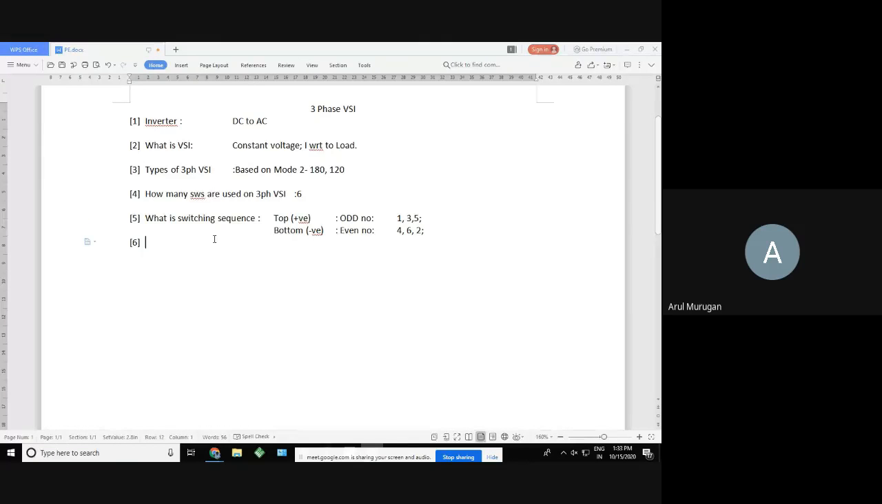So why do they represent it like this? Top 1, 3, 5 and bottom 4, 6, 2. The main purpose is that after T1, T2 is conducted, and after T2, T3 is conducted, and after T3, T4 is conducted. The switches conduct in a constant sequence. That's why we give this sequence. T6, after that T1.